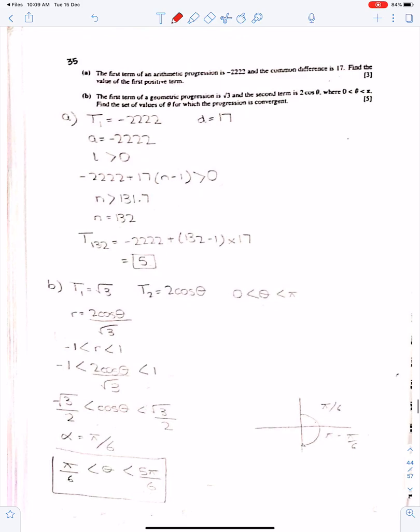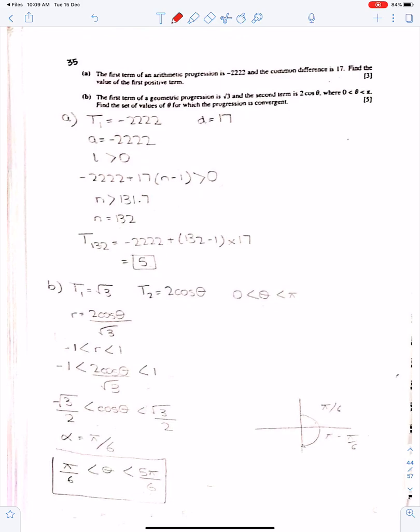We have another question regarding convergent. The first term of a geometric progression is root 3, second term is this, and theta lies between these two. Find the set of values of theta for which the sequence is convergent. Convergent means R must lie between -1 and 1.